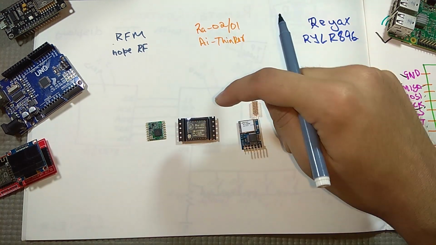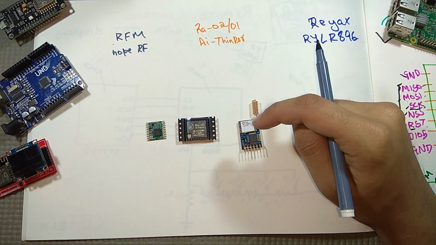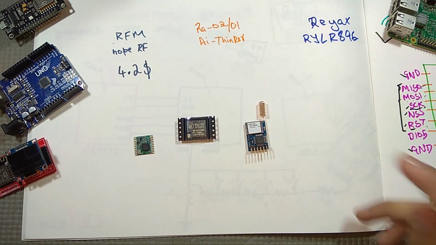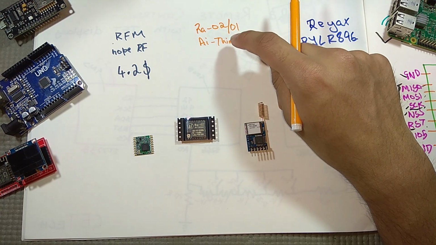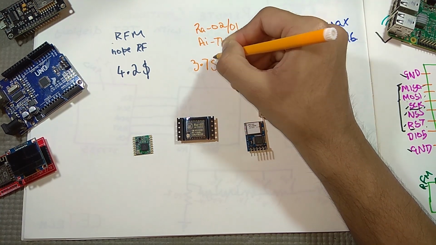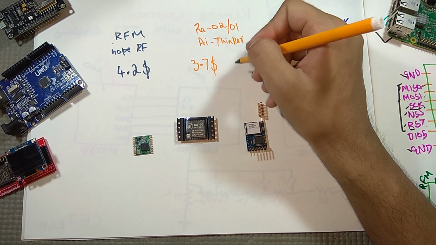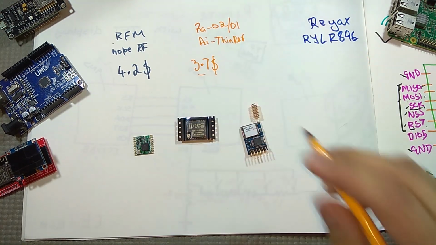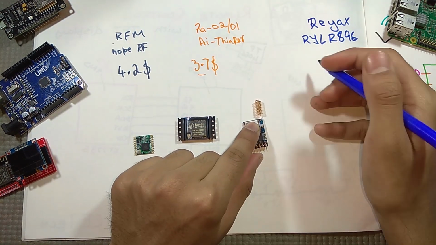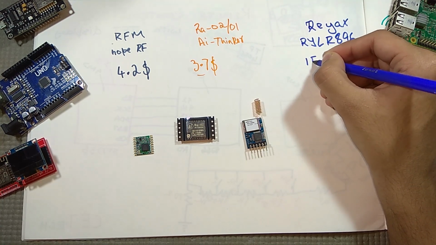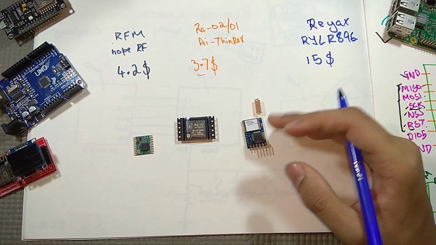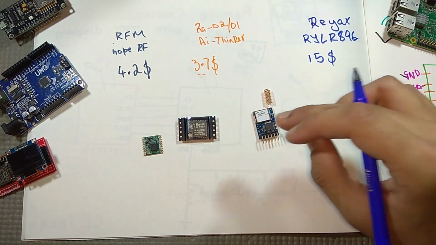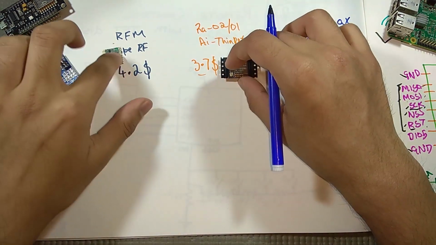So these two modules are available on LCSC, and this module is like for $4.2. Then the RA02 is available for $3.7, and the RA01 is also available for a similar price, that is $3.73. So we'll take this figure. And now coming to the Reax module, it sells for $15, but it comes on sale sometimes. Sometimes it comes at a threefold price than these two easily. But it has its own advantages, which we'll talk about right now.